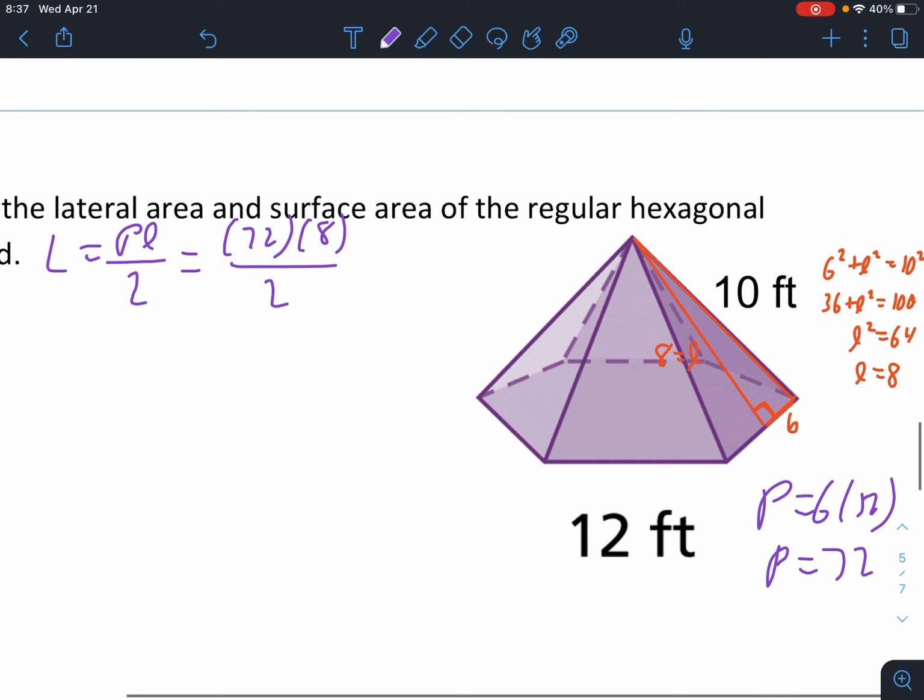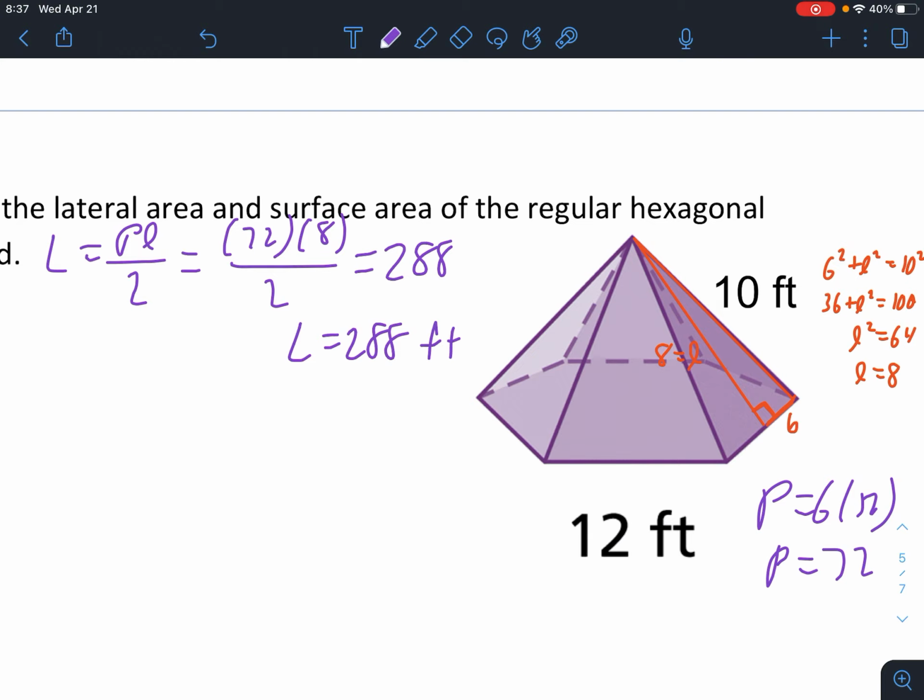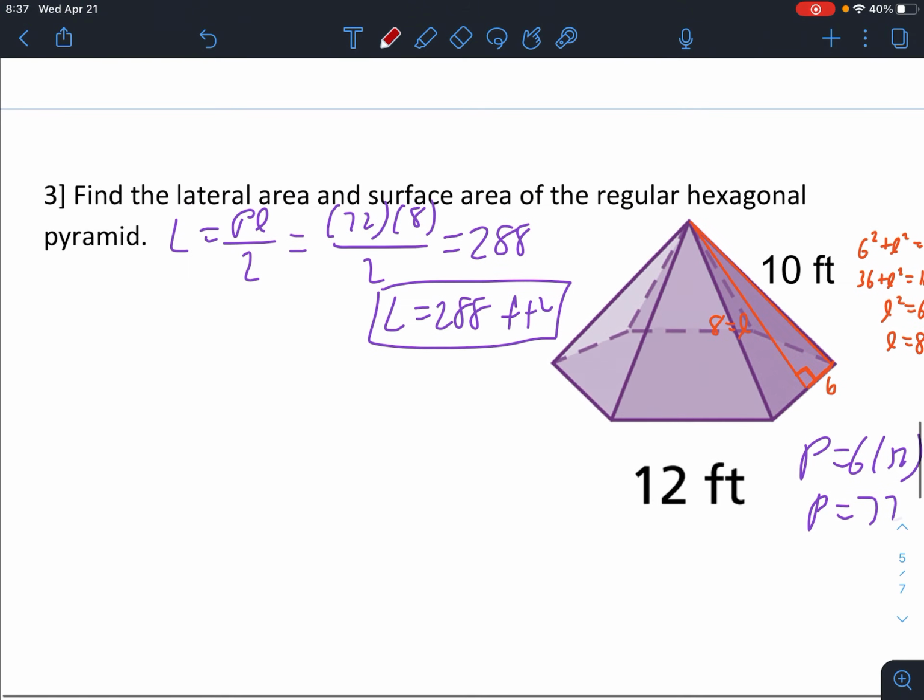So plugging that back into our lateral area formula, we can find that our lateral area is 72 times 8 over 2, or 288. So our lateral area is 288 square feet. All right, then for our total, it's just 288 plus the area of the base. But the area of the base is not as easy as our first two problems. Okay, it's a hexagon.